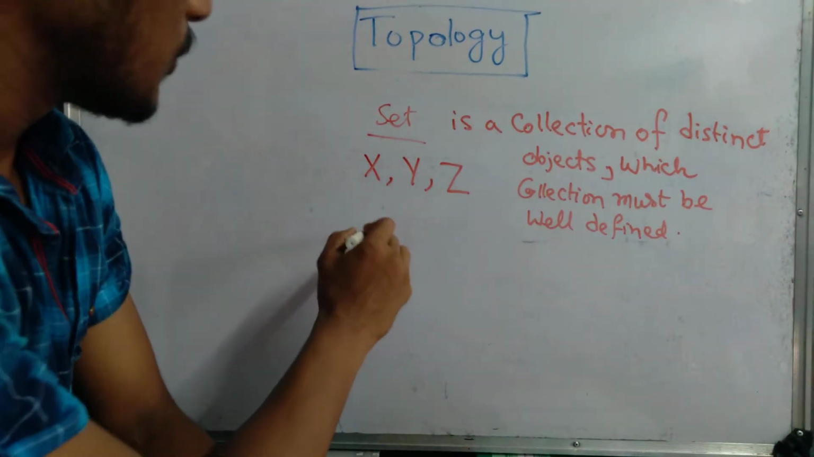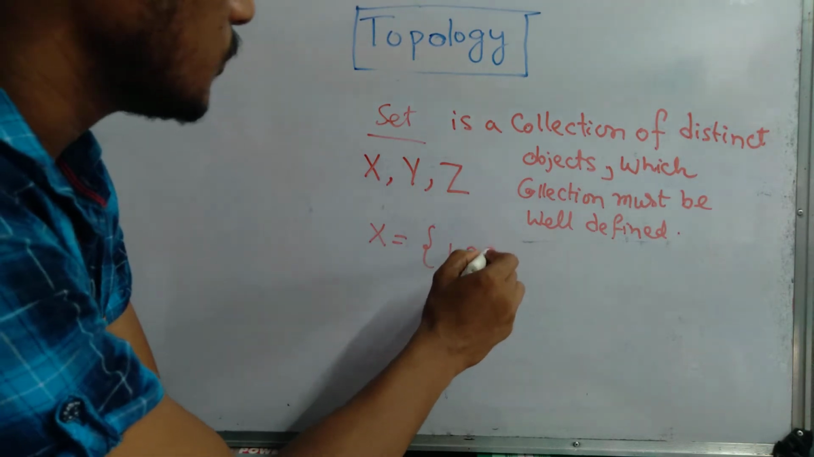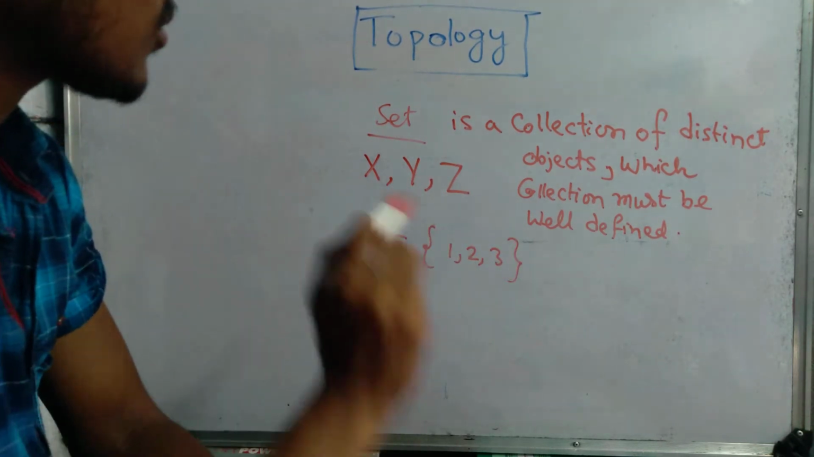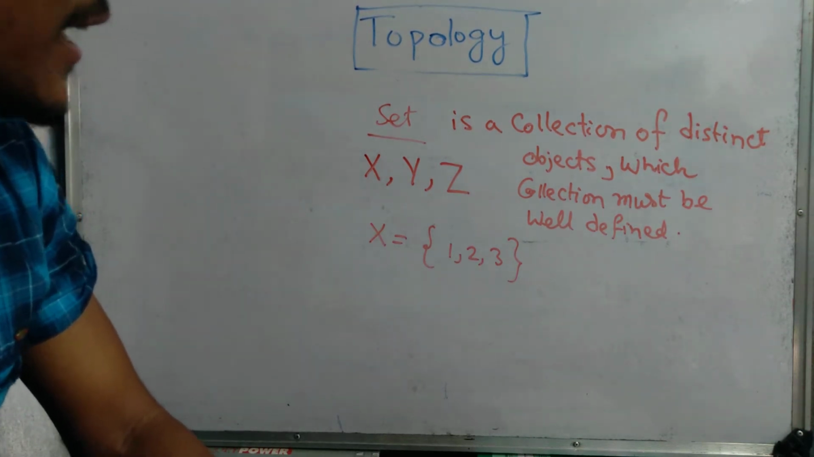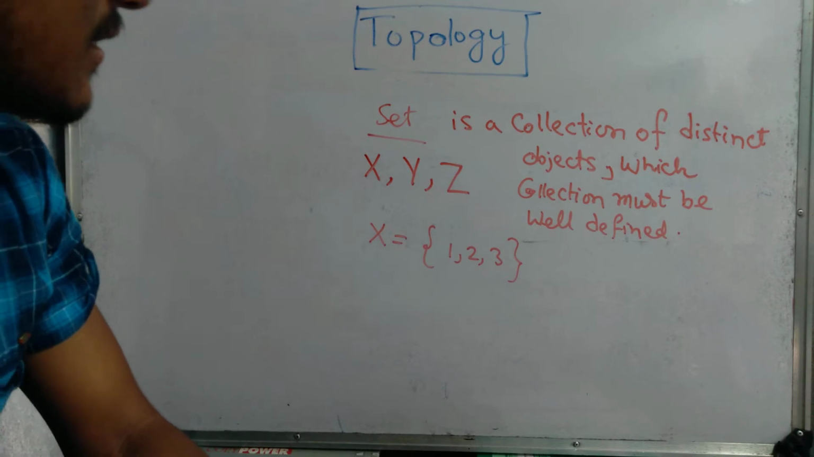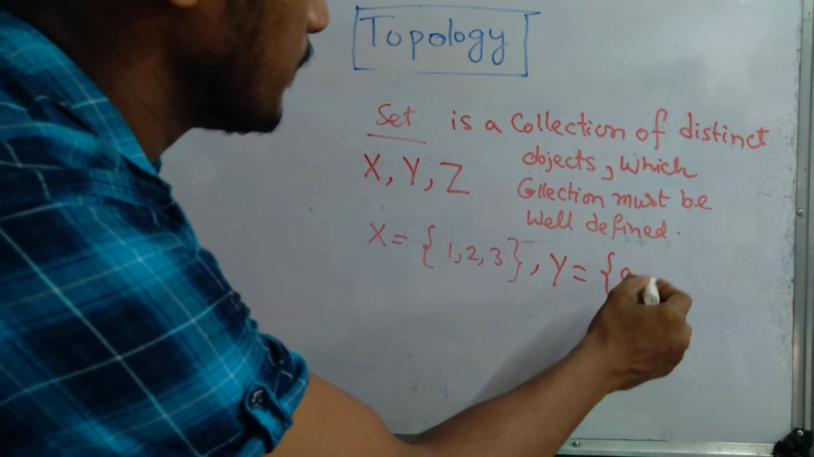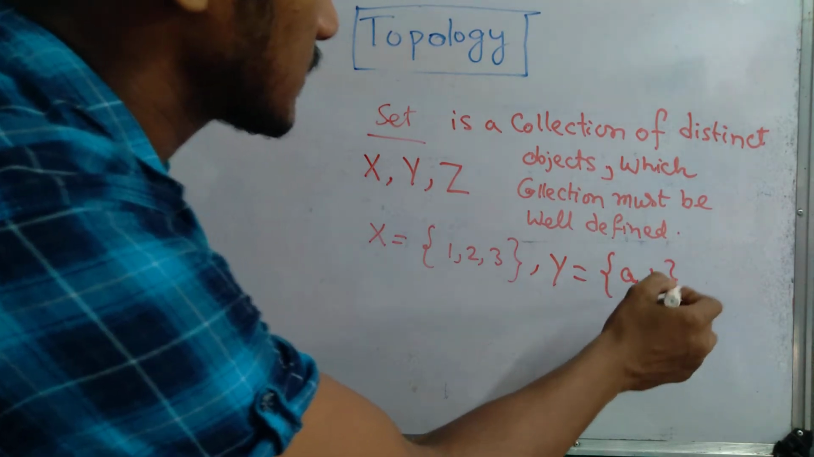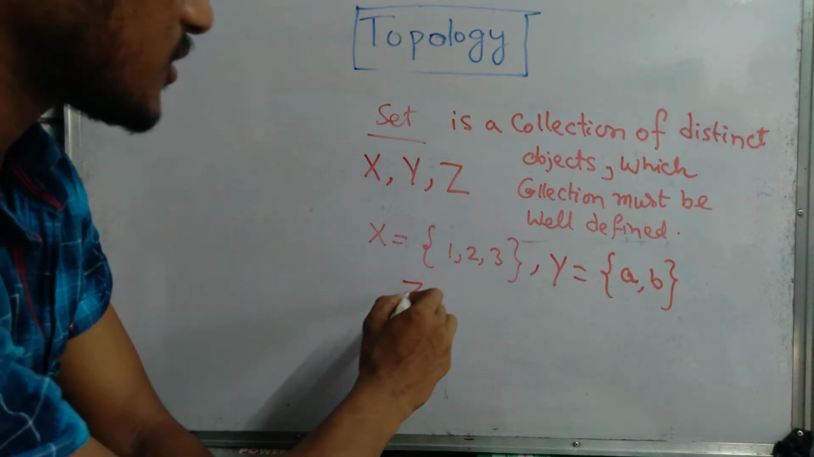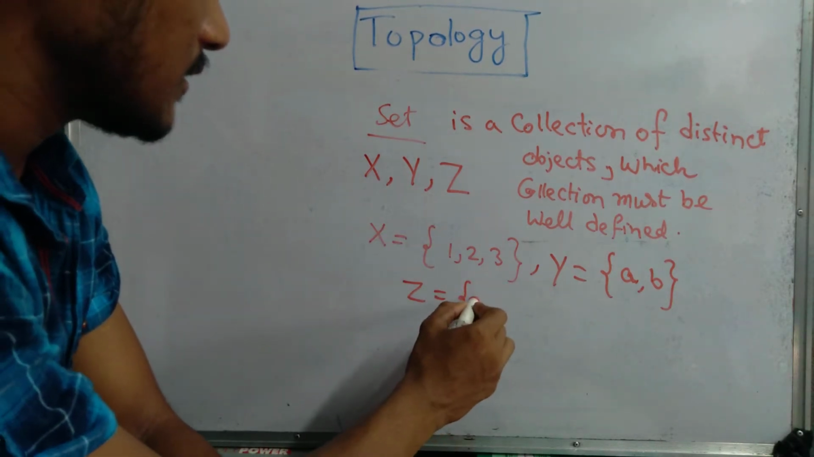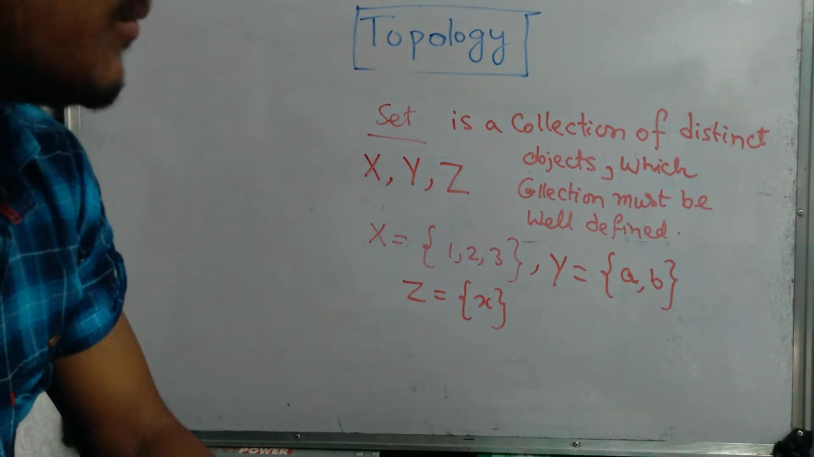That means we construct a set {1, 2, 3} as elements of this set X. Then this set contains 3 elements, and again we construct Y = {a, b}. This set contains 2 elements. Again we construct Z = {x}. Then Z contains 1 element.